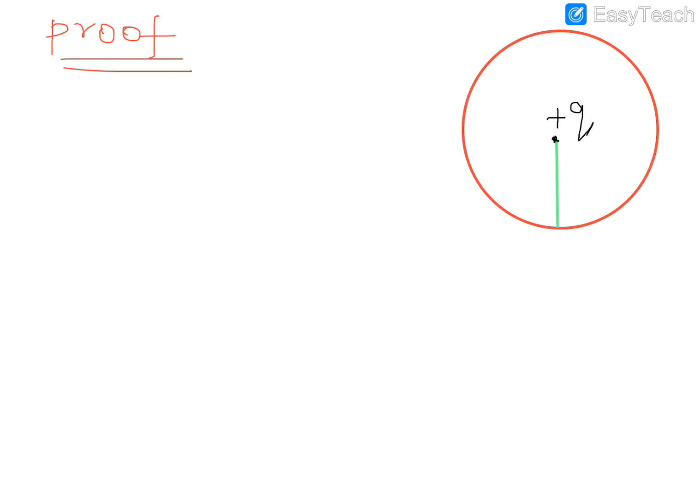This is one radius, which is nothing but r. At a distance r, you can see there is a point on the sphere. Let us say that it is P. Now what is the electric field at P?